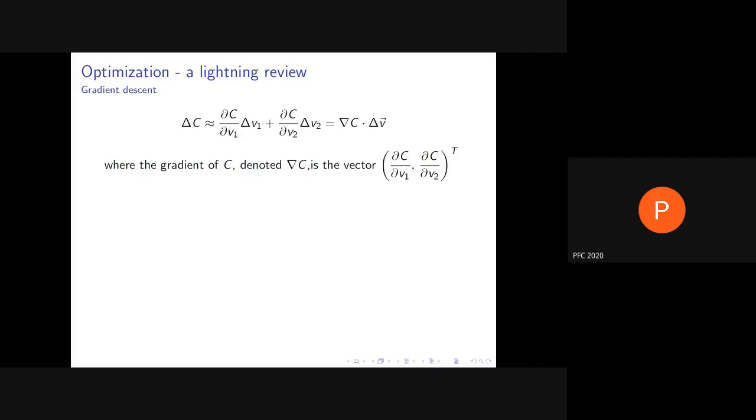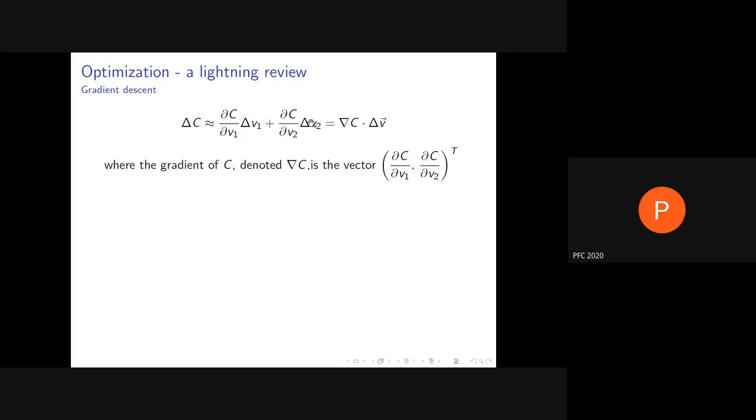This really should look like a column vector. So del C del v1, del C del v2 is the gradient. Delta v1, delta v2 are components of the displacement vector delta v. If you dot them together, then of course you end up with this expression. For those of you who have not seen the dot product of the gradient before, just think of this as a sort of shorthand for this. Just a way of writing this thing down.